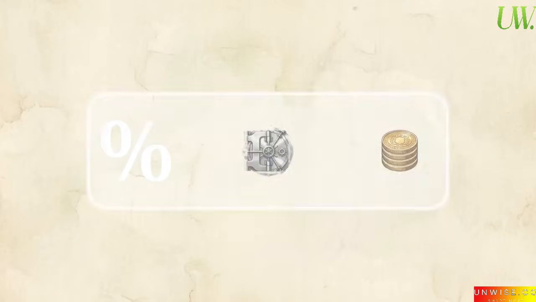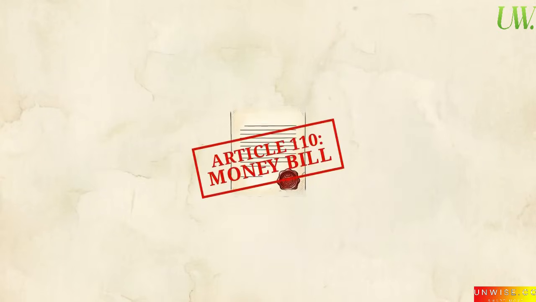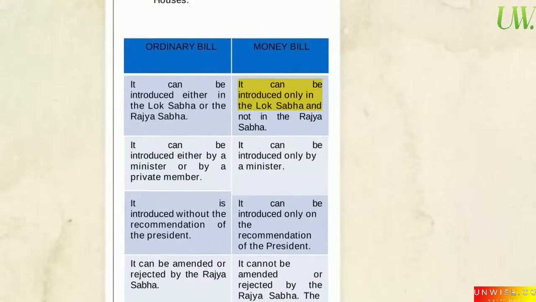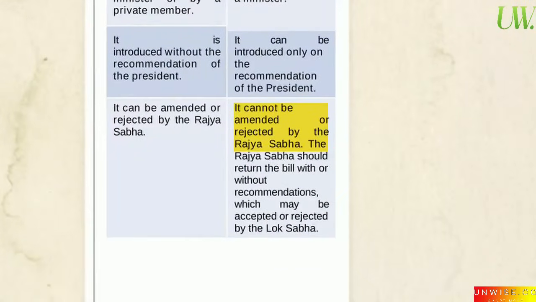When the executive needs to adjust taxes, borrow money, or access the consolidated fund, the legislation triggers Article 110 of the Constitution. This classifies the legislation as a money bill. Looking at this legislative routing chart, money bills bypass standard procedures entirely. They can only be introduced in the Lok Sabha, and they require prior recommendation from the president to even reach the floor. Once passed by the lower house, the Rajya Sabha is completely stripped of its veto power. They cannot amend a money bill, and they cannot reject it.